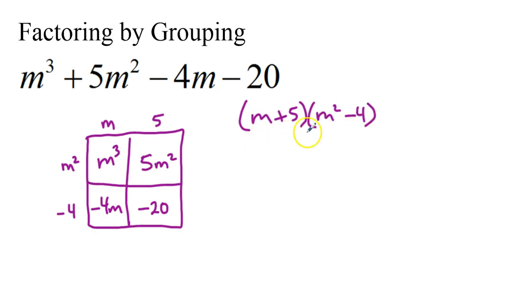I should look at this to see if I can factor it further. M plus 5 you cannot, but the binomial on the right is a difference of two squares. So we'll write it as m plus 5, m plus 2, m minus 2. Okay? That's the fully factored form, the completely factored form.